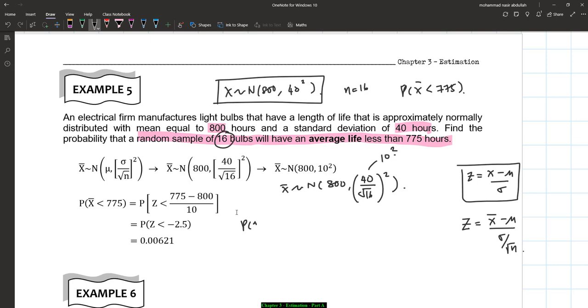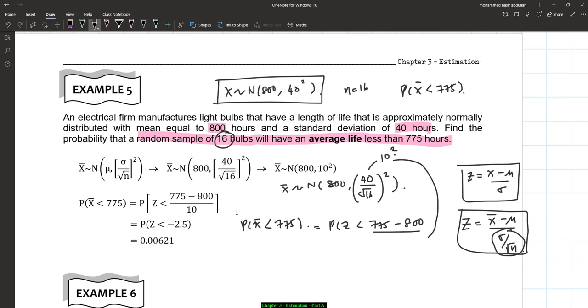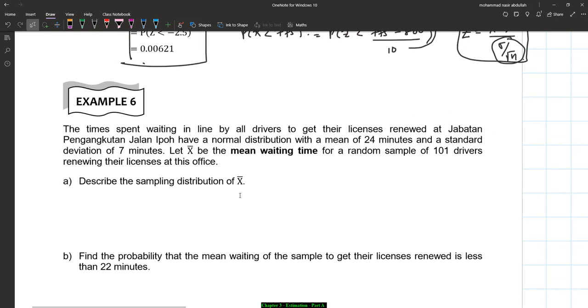Based on this example, we want to find the probability of X bar less than 775. Same procedure. You convert it: Z less than 775, which is our mean, minus 800, which is our population mean, divided by the standard error, which is 10. Can you see? Can you understand? So we compute as usual, the same thing, and we will get 0.0621.